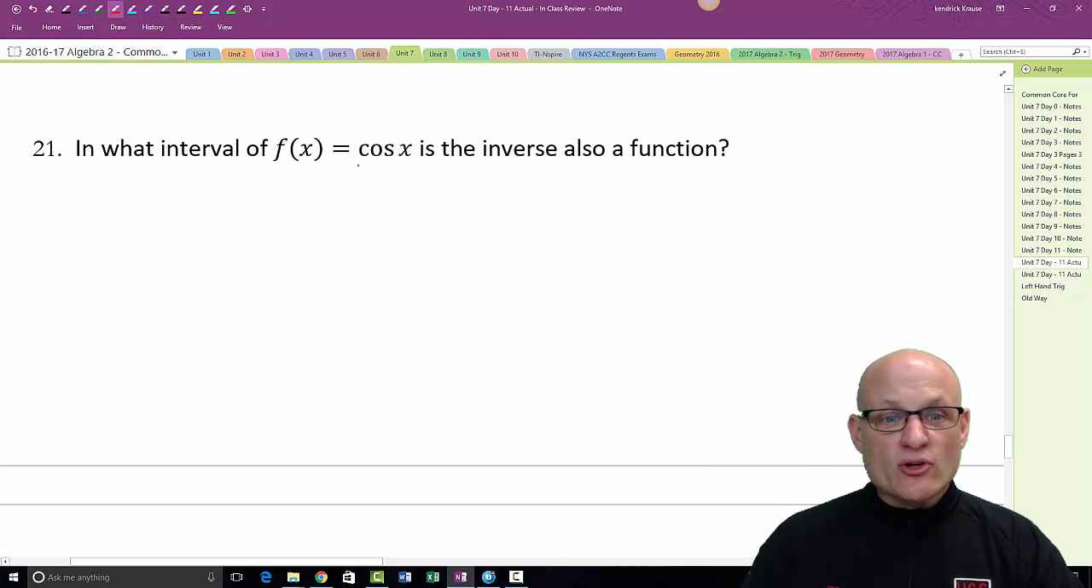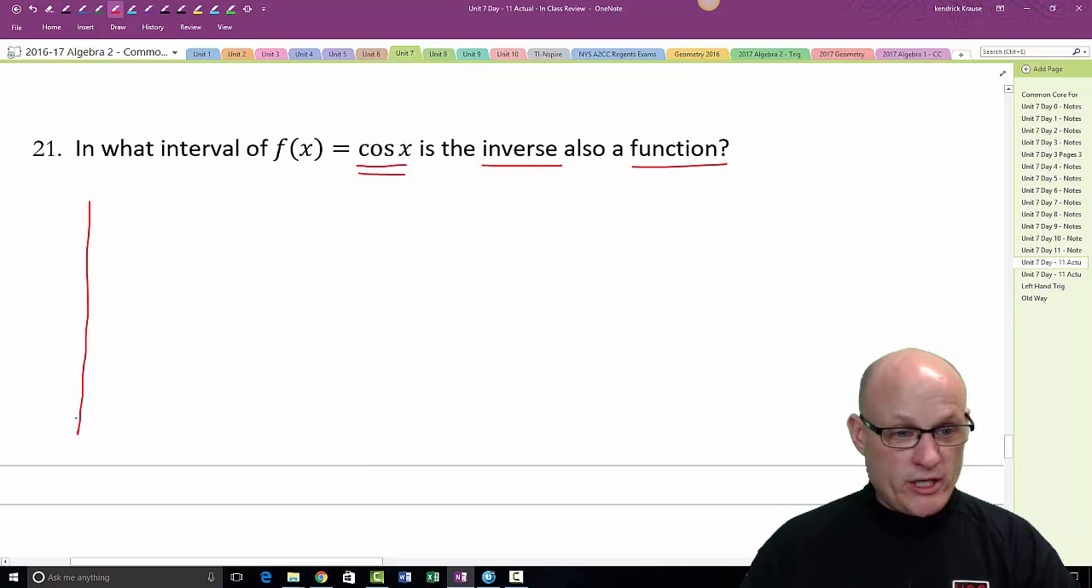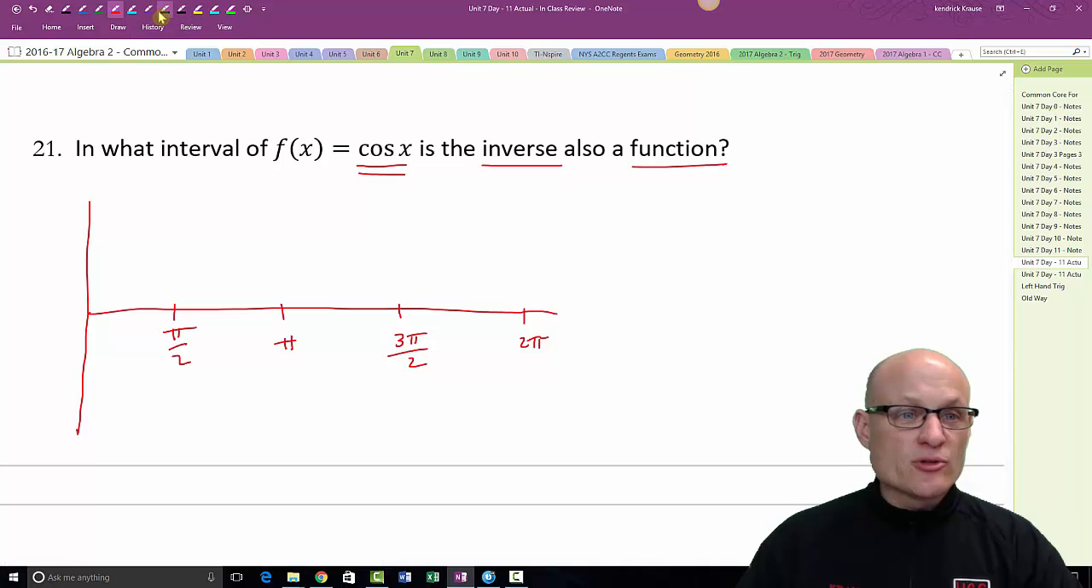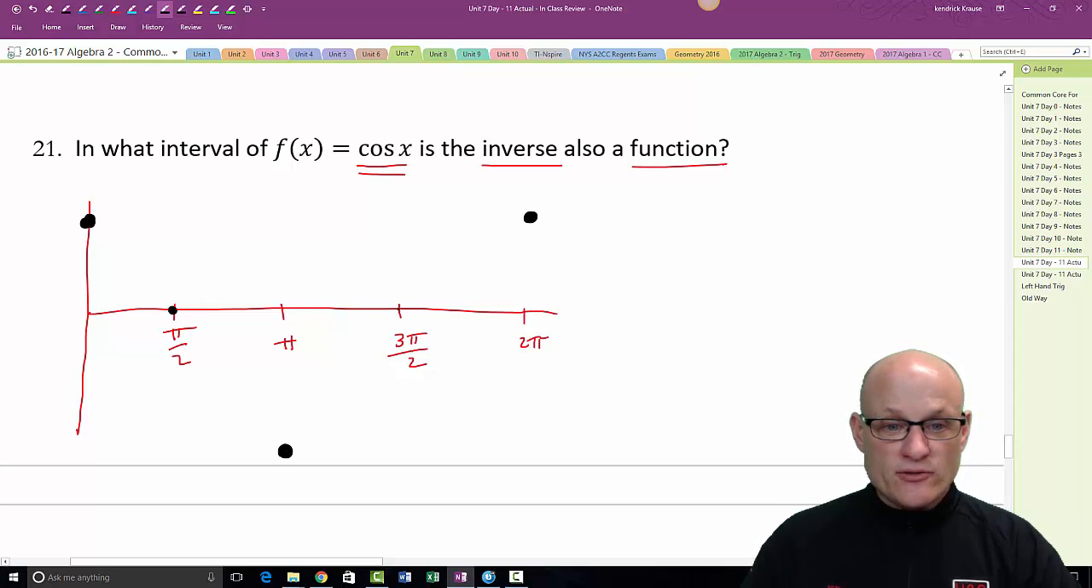So over what interval is cosine x, is the inverse also a function? So this was something we kind of really glanced over because of the 18 snow days. So let me draw in the normal cosine curve. Pi over 2, pi, 3 pi over 2, and 2 pi. So if I drew in the cosine curve, the normal one, starts at a max, ends at a max, it's got a minimum in between, zeros in there.